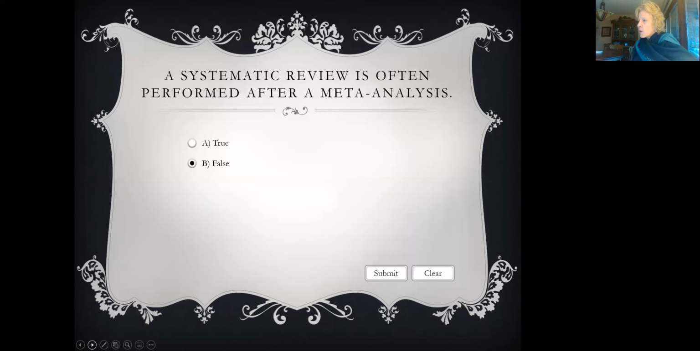So a question for you to consider: a systematic review is often performed after a meta-analysis, and the answer to that would be false. You would do a meta-analysis after the systematic review. And remember, as we described before, it depends on the level of the studies, whether or not you can do the meta-analysis. But the meta-analysis always follows the systematic review if it can be done at all.